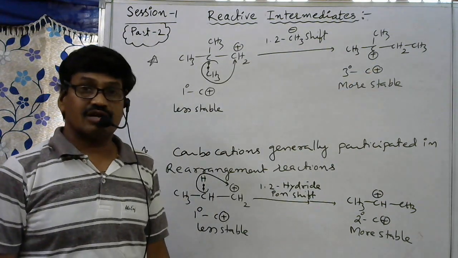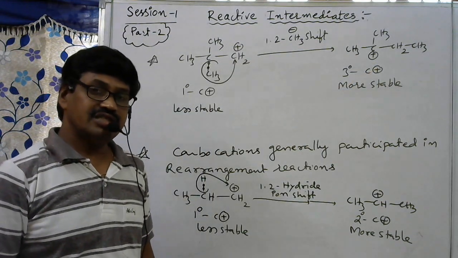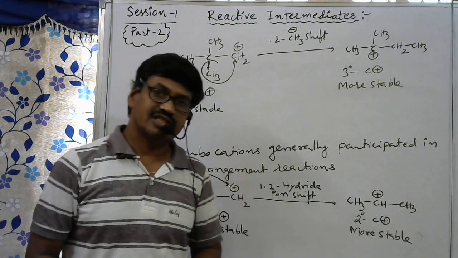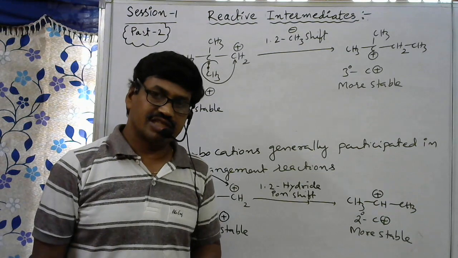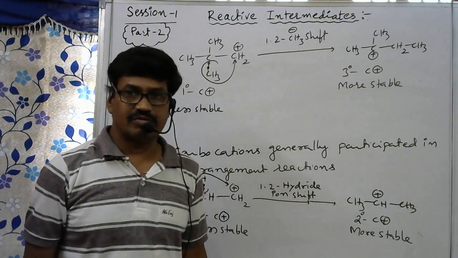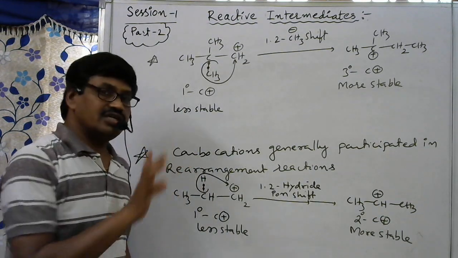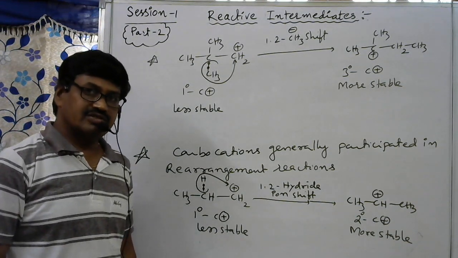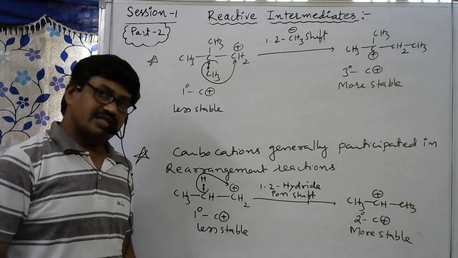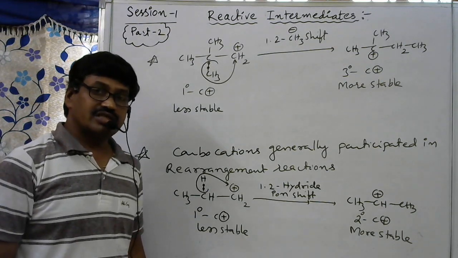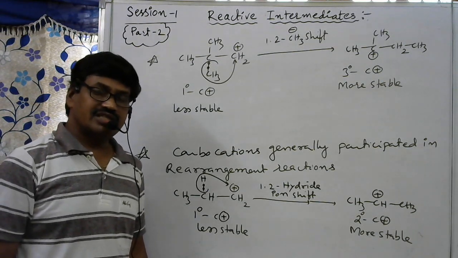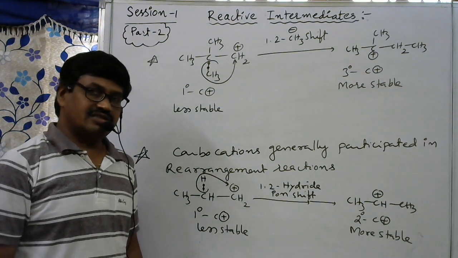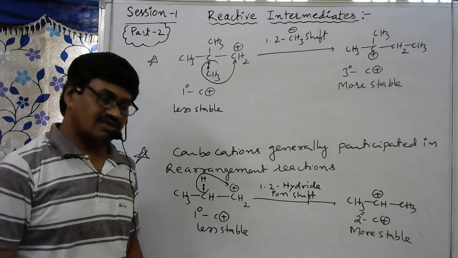Like this, carbocations generally participate in rearrangement reactions. If the possibility is there like this or like this, then they first participate in rearrangement, and after that the products are formed. So this is the total information related to carbocations. This is very important. In the next sessions we'll discuss one more reactive intermediate, carbene, in a similar way. Okay. Stay home, stay safe. Thank you.